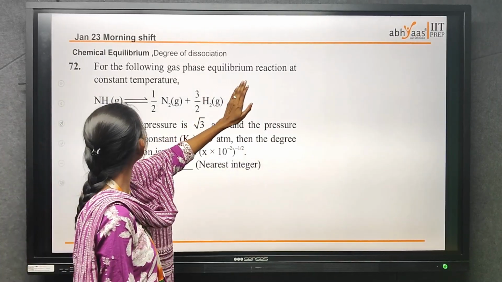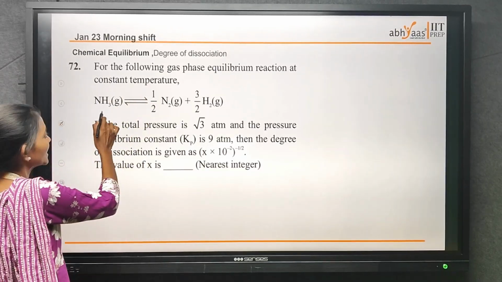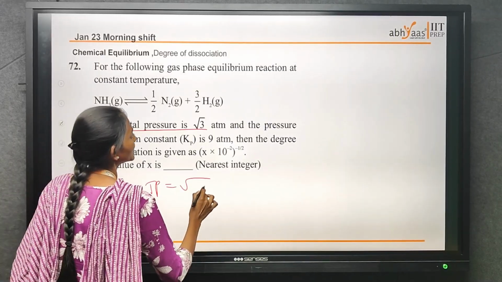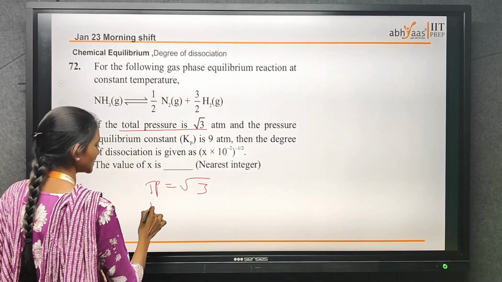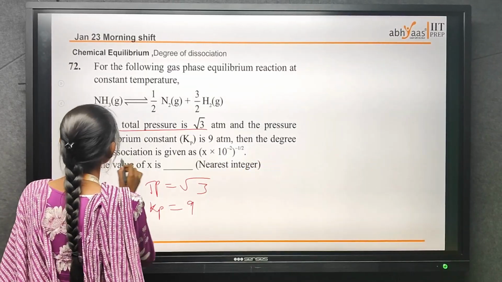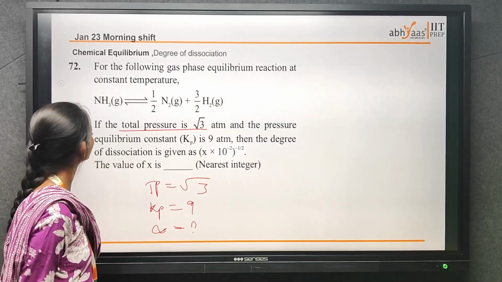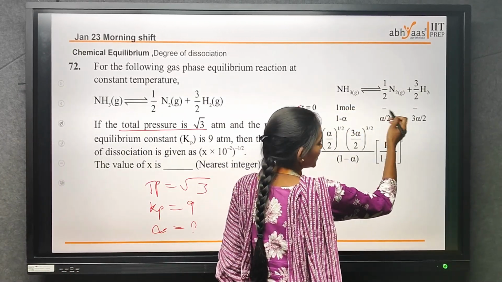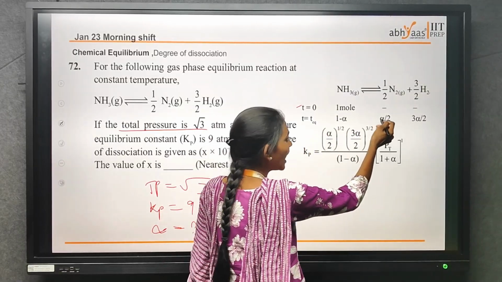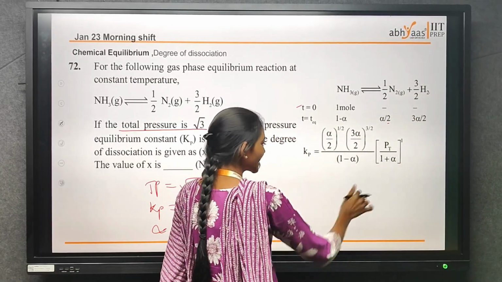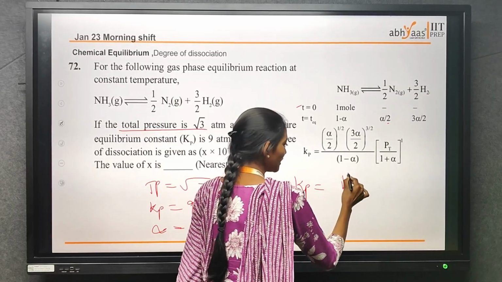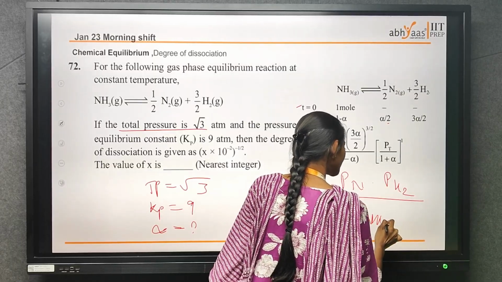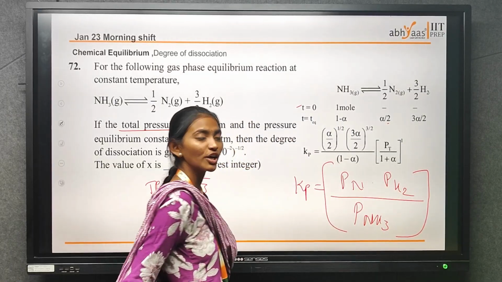Moving on to the next question. For the following gas phase equilibrium reaction at constant temperature, they have given NH3 going to N2 plus H2. They are asking about total pressure. Total pressure is root 3 and the equilibrium constant Kp they're telling is 9. And then they are asking the degree of dissociation. Right? So when you are doing the reaction, see here at initial you are getting 1 mole. Here 0, 0. At equilibrium 1 minus alpha, alpha by 2, 3 alpha by 2. Upon doing the calculation, you have to find the partial pressure of nitrogen, the partial pressure of H2 by the partial pressure of NH3. Upon doing this, you will get your answer.